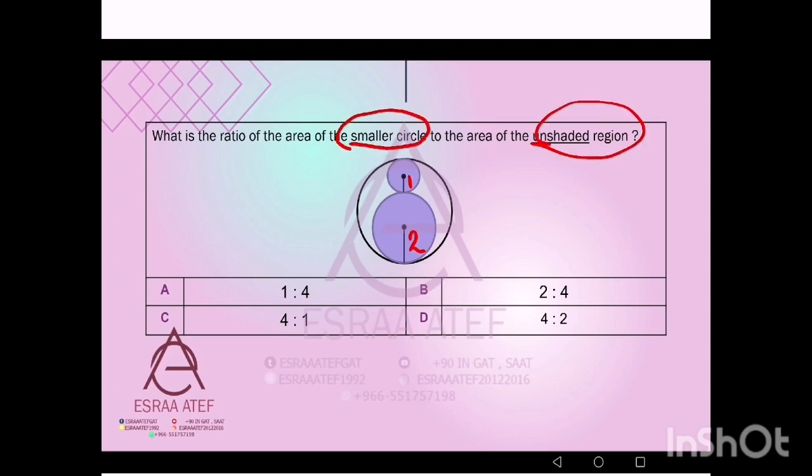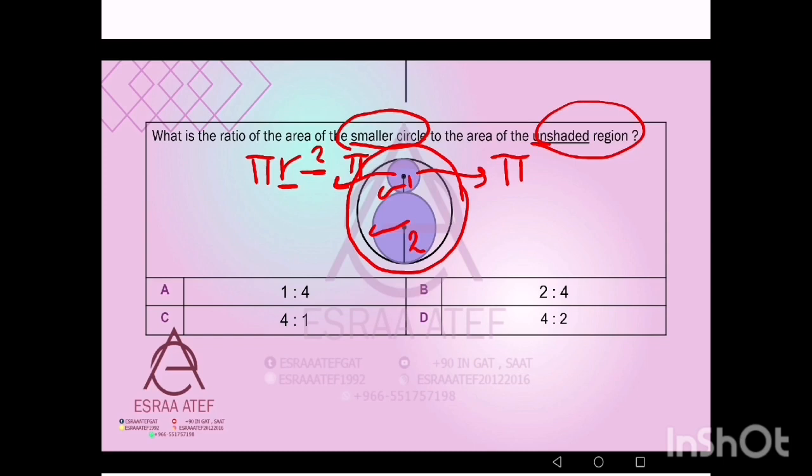To get the smaller circle, the area of it, the area of a circle is pi r squared. R here is 1, so the area of it will be pi. So the first one here, the area will be pi. To get the unshaded, we will add the area of the smaller circle plus the area of the bigger one, and then take them from all of the circle. Okay, how can we do it?